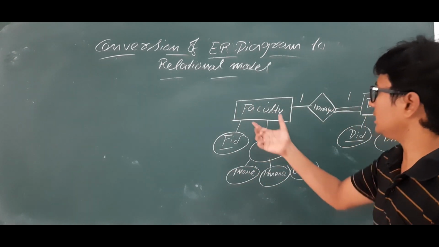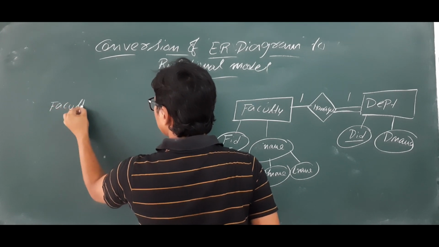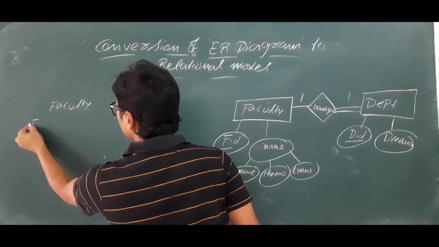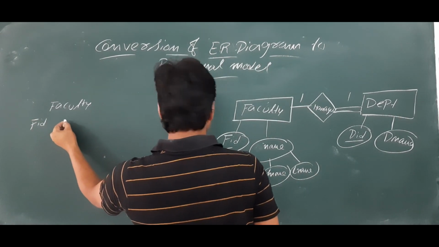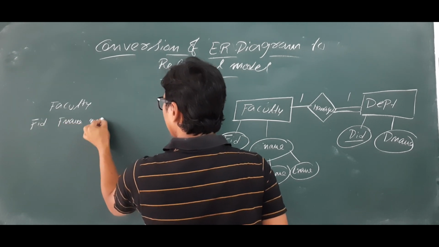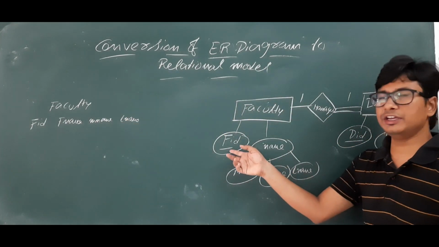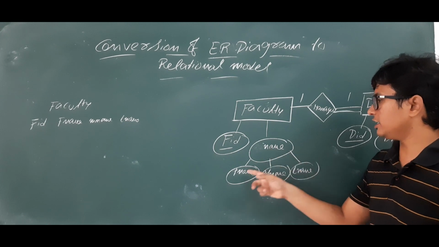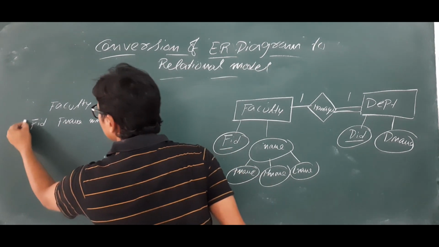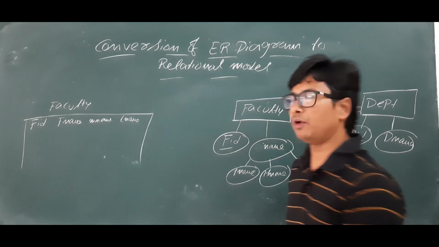Suppose if you see that faculty has a simple attribute and a composite attribute. So the relation name will be faculty, and it has the faculty ID and the name. So we will say that first name, middle name and last name will be there. If you see, we have a faculty having a key attribute called faculty ID, and his name again has first name, middle name and last name. So in the relational model, how to convert that entity to a relation we have already discussed.